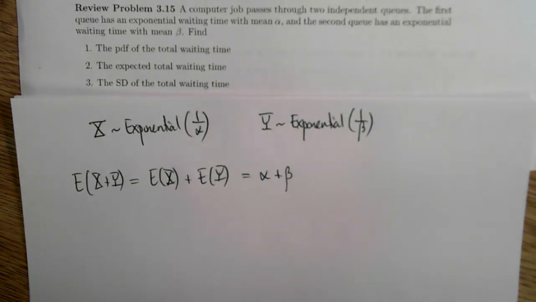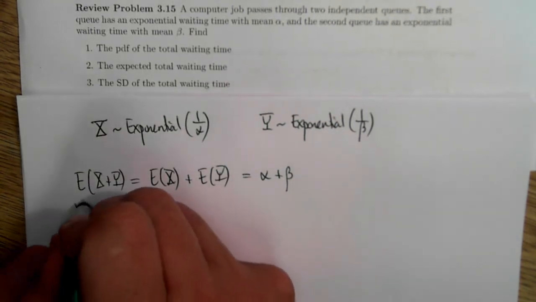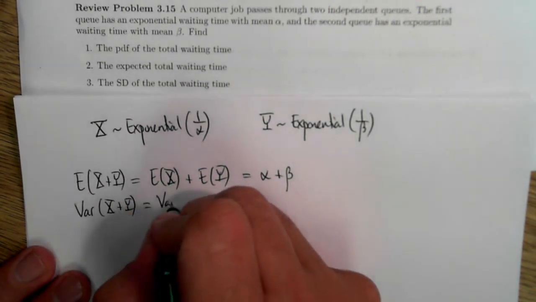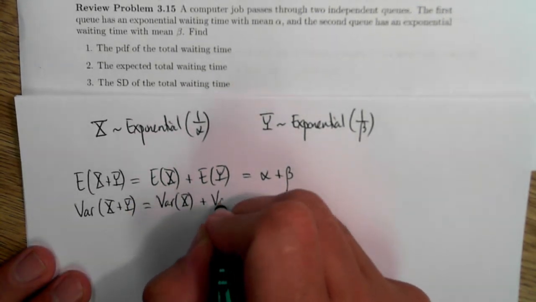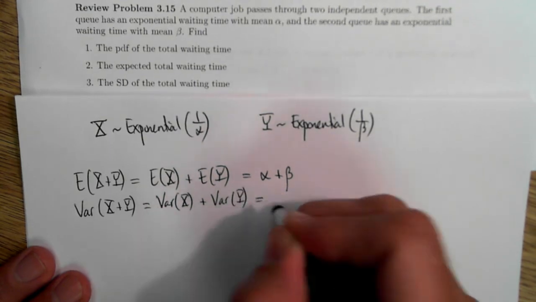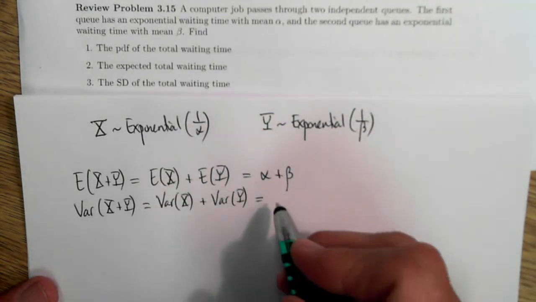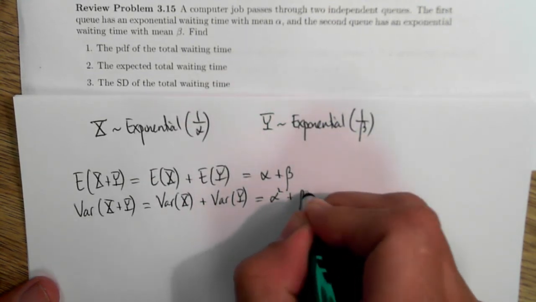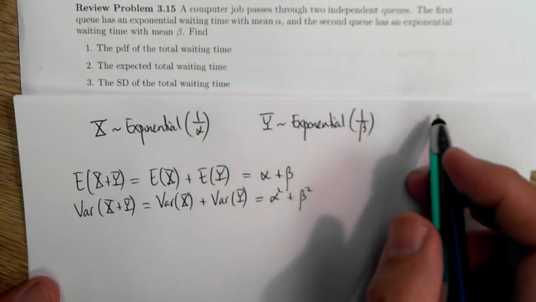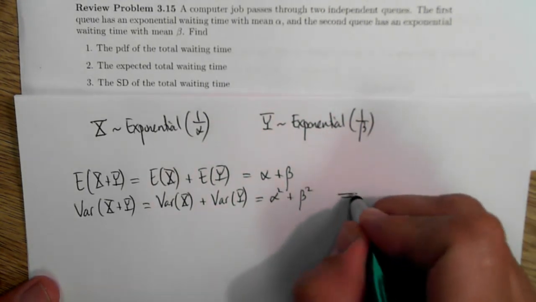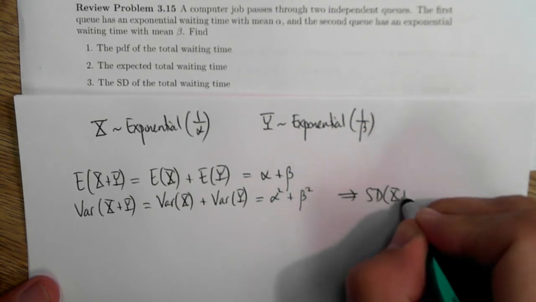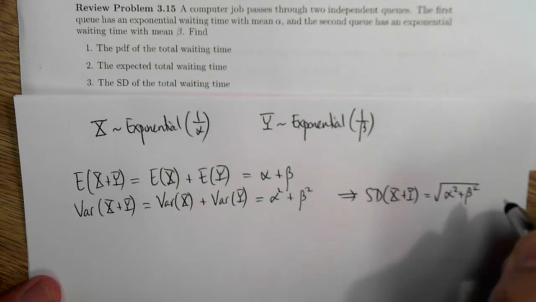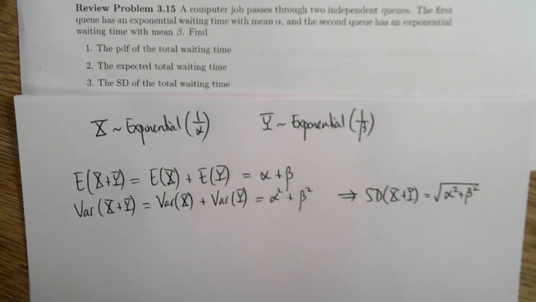Next, we have the variance of X plus Y. Because of independence, this is equal to the variance of X plus the variance of Y. All right, now what's the variance? The variance is going to be 1 over the reciprocal of the parameter squared, so alpha squared plus beta squared, using my formula. And so therefore, that means that the standard deviation of X plus Y will just simply be the square root of alpha squared plus beta squared. Okay, so those are easy.